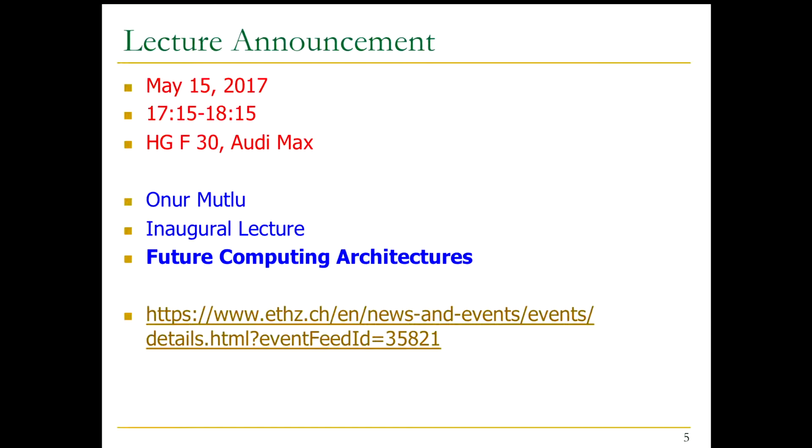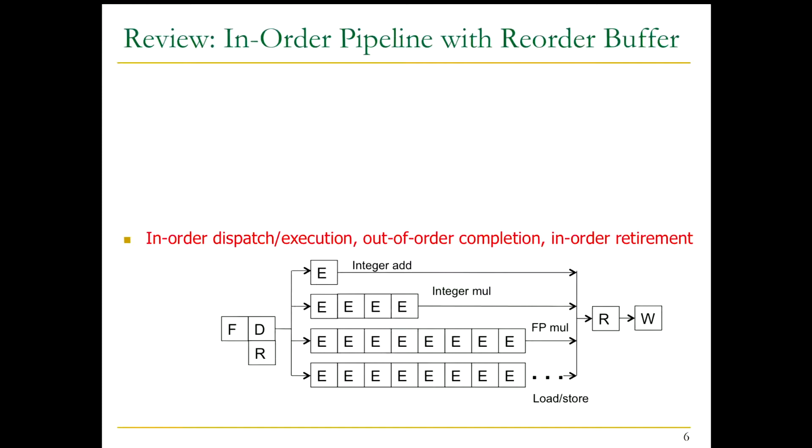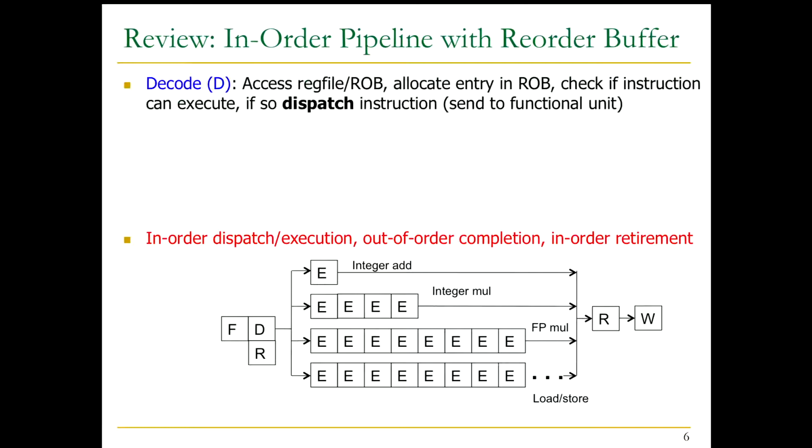Okay, so this is where we left off, basically. We designed an in-order pipeline with a reorder buffer to ensure that we obey the precise exception semantics, or sequential execution semantics, of the von Neumann architecture. And just to jog your memory, because we're going to build upon this, in the decode stage, we access the register file and reorder buffer and allocate an entry for the instruction in the reorder buffer. Check if the instruction can execute, meaning that it has satisfied the dependencies. And we've eliminated the output and anti-dependencies, if you remember, right after read and right after write dependencies, by renaming the registers to the reorder buffer entries, right?